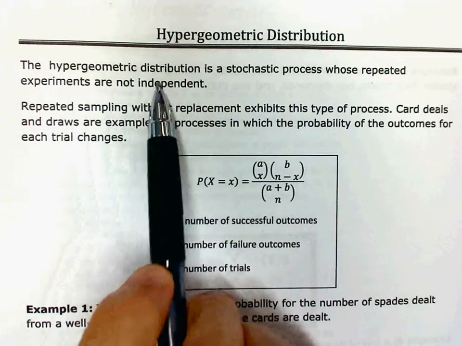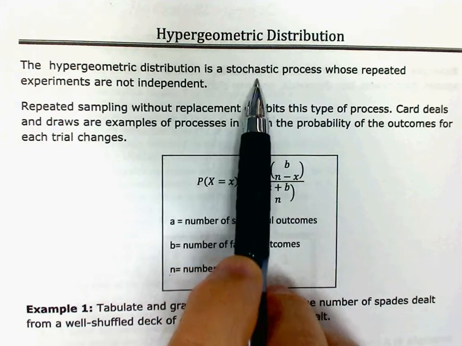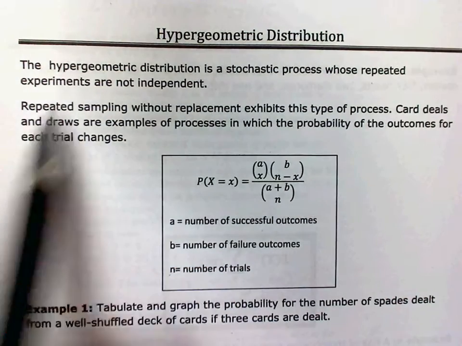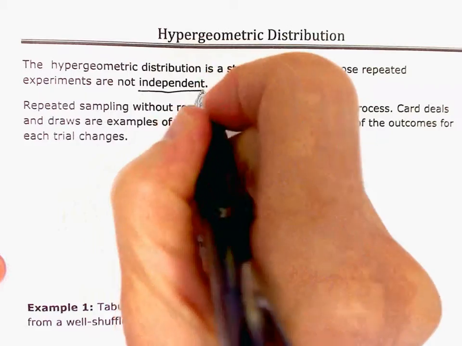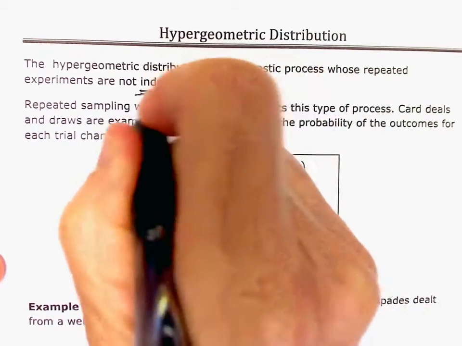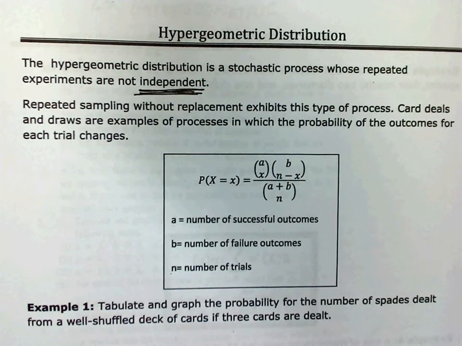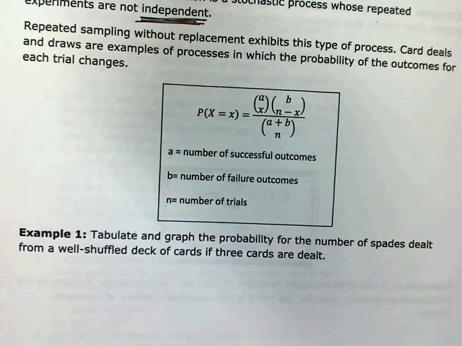The hypergeometric distribution is a stochastic process whose repeated experiments are not independent. So this is just where we do the choosing. This is just where we're doing choosing, that's all. This is what we did in the last unit. We're using combinations. So there's nothing really new here.